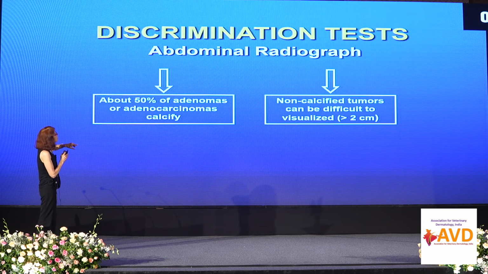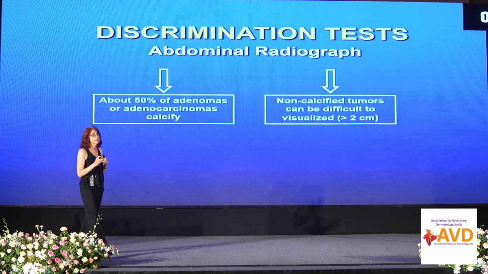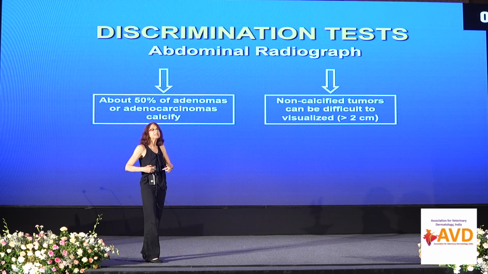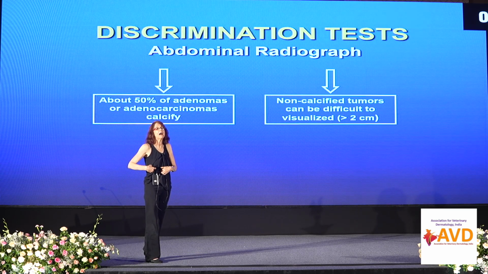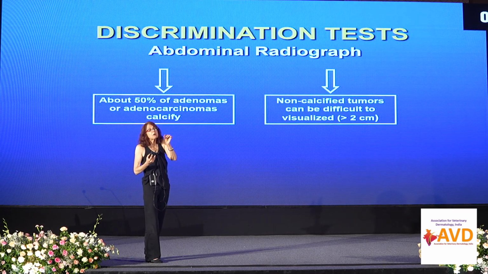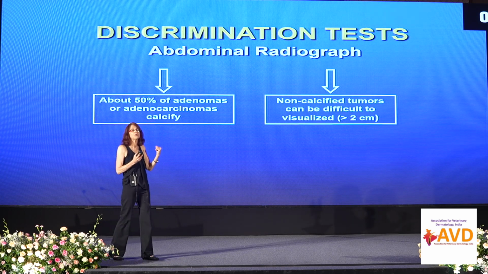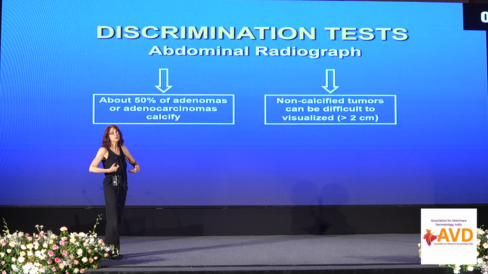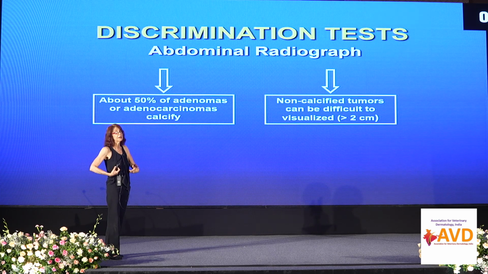Okay, abdominal radiograph, not very sensitive. You can typically see these tumors when they are calcified, and they calcify about half of the time, or if they are more than 2 centimeters in diameter. And not always will they be. So, sensitivity of radiograph to localize: is there a tumor in the adrenal gland or not?